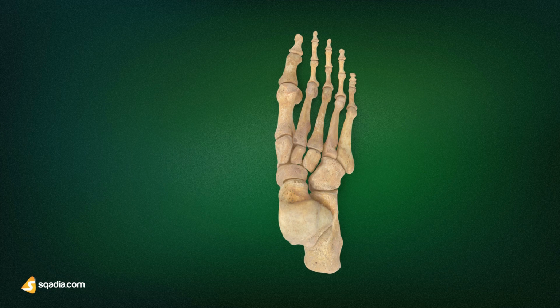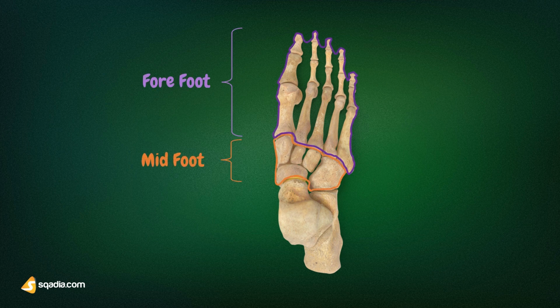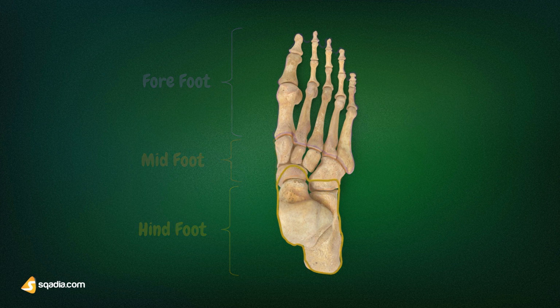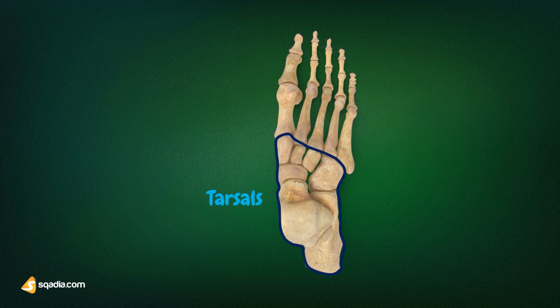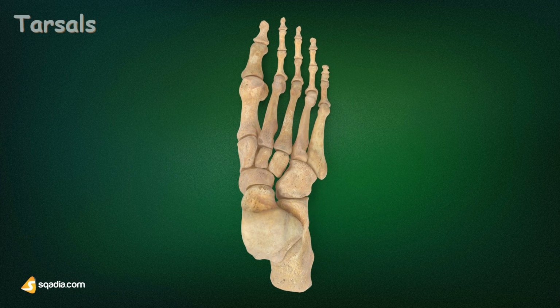In this section, we will go through the bones of the foot. The human foot is divided into three parts: the forefoot, the midfoot, and the hindfoot. Now present among the mid and hindfoot are the tarsal bones, a group of 7 bones that are irregular in shape and make up the ankle region. The word tarsus is associated with these bones.